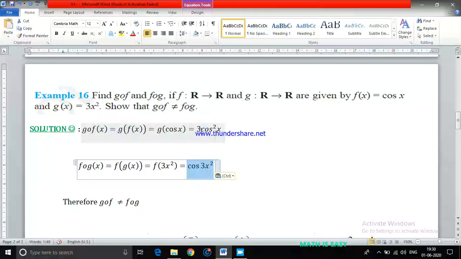This is 3 times cos square x, and this is cos of 3x square. So both are two different values. So hence GOF is not equals to FOG.